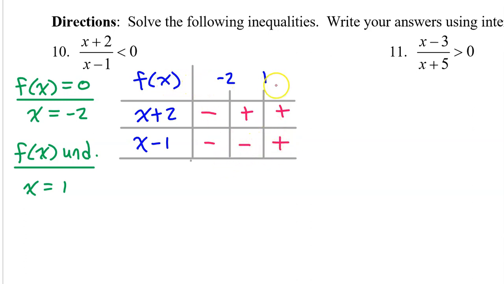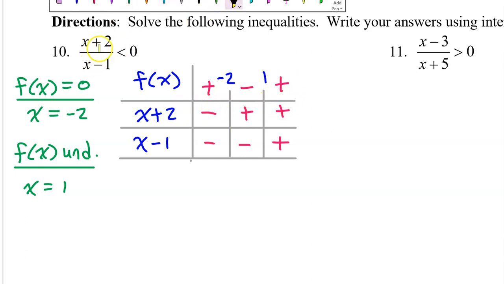The overall sign of f of x will depend on how many minuses you see. An even number of minuses gives you a positive value. An odd number of negatives is negative. And of course, all positives is definitely positive. We are looking for the values of x that will cause f of x to be less than 0. So we want the interval where f of x is negative.